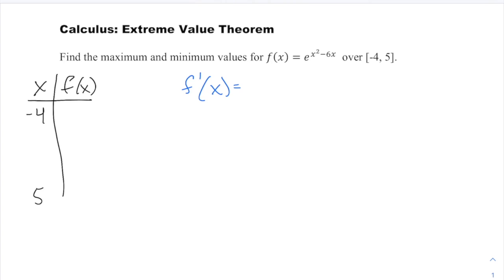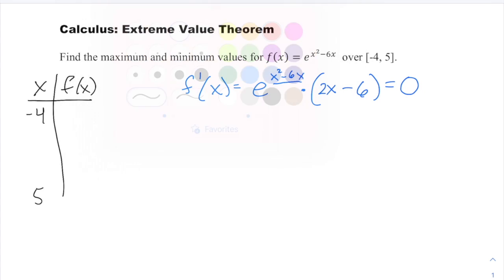f prime of x here, if f of x is e to the x squared minus 6x, then f prime will be e to the x squared minus 6x, got to use a little chain rule here, times the derivative of that exponent, which would be 2x minus 6. Okay, so that's our derivative, and we're looking for where that is 0 or undefined. And this expression is never going to be undefined, so let's just get right down to when it's 0.